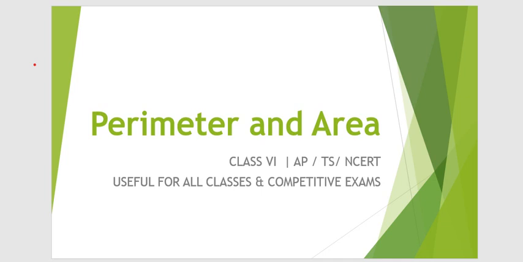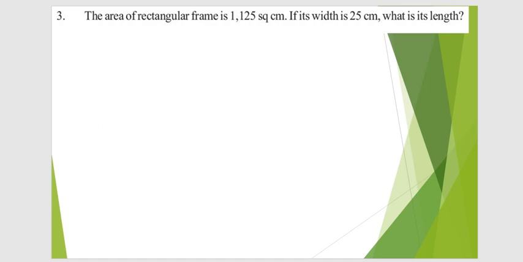So let us start the problems. The question is given: the area of a rectangular frame is 1125 square centimeters. If its width is 25 centimeters, then what is its length? So what is the shape that he is talking about? It's talking about a rectangular frame. So the area of the rectangular frame is given.